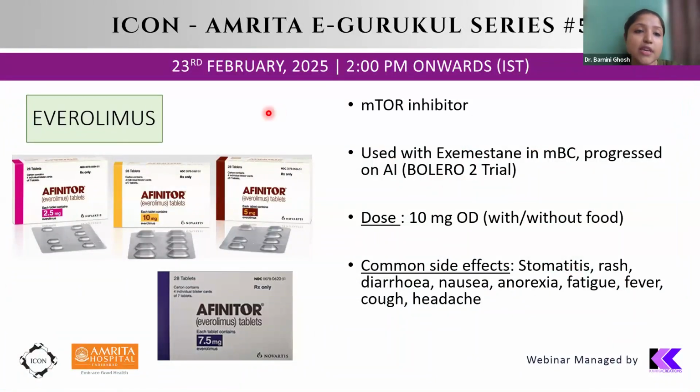Then the next drug is everolimus, which is approved in the metastatic setting in combination with exemestane when the patient has progressed on a previous aromatase inhibitor. So what is this drug? It is an mTOR inhibitor, as we have seen in the mechanism of action previously, that it inhibits the PI3K-AKT mTOR pathway. The tablets are available in strengths of 10 mg, 7.5 mg, 5 mg, and 2.5 mg. The dose is 10 mg OD with or without food, and the common side effects are stomatitis, rash, diarrhea, anorexia, nausea, just as for any oral drugs, and then fatigue, fever, cough, headache.